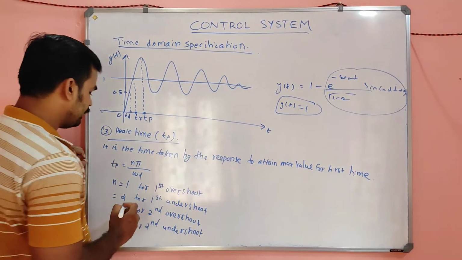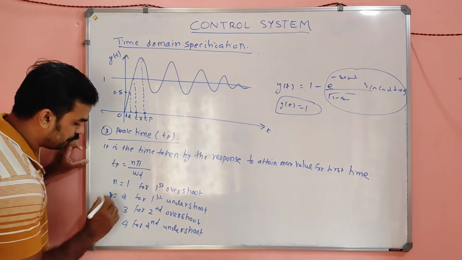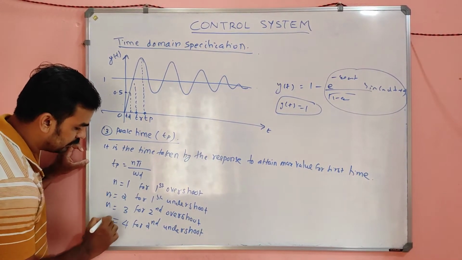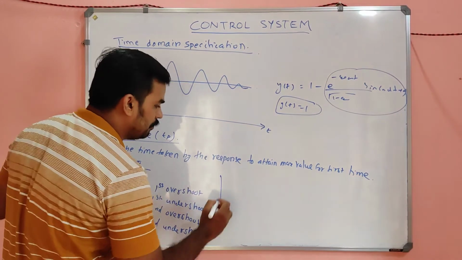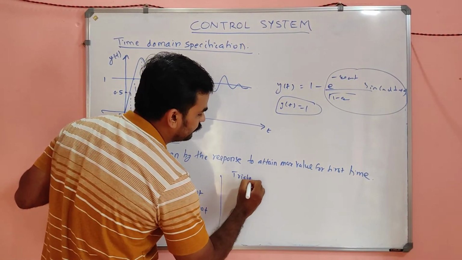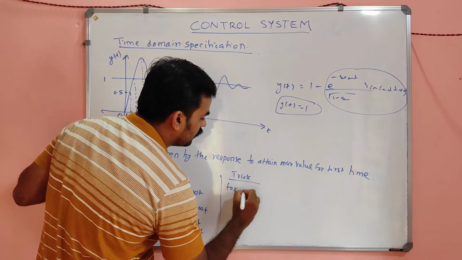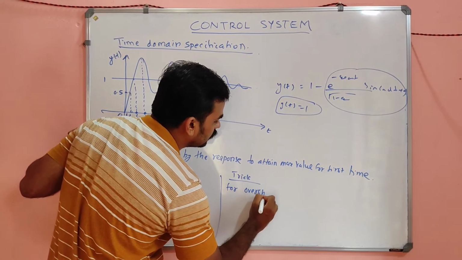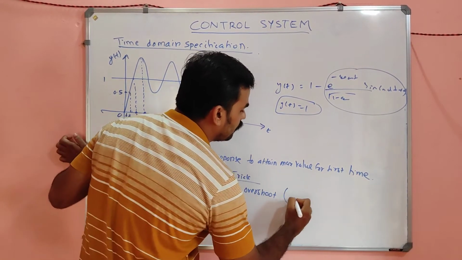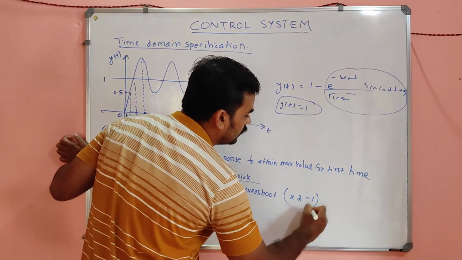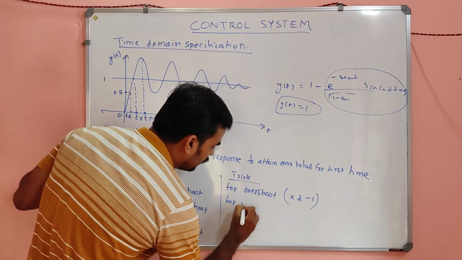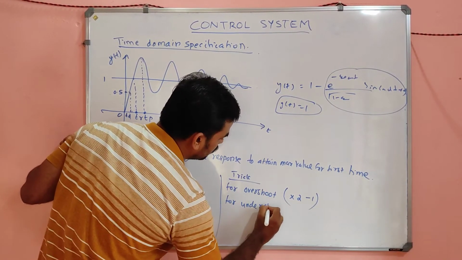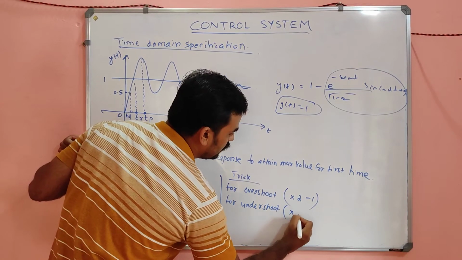There is a trick to find the value of n, my dear. I will tell you the trick. For overshoot, simply multiply by 2 and subtract 1. For undershoot, simply 2 only.